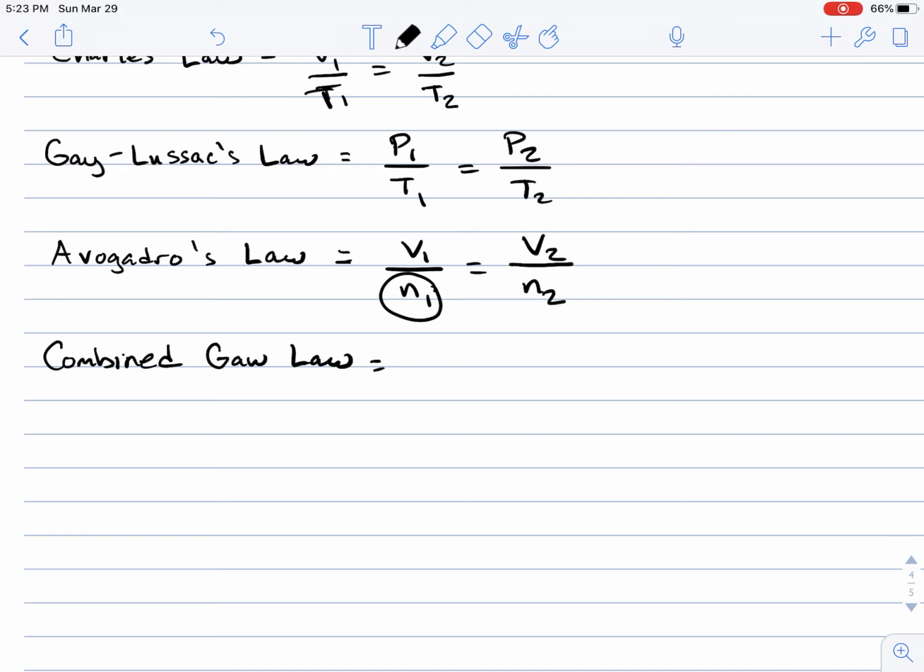And so the combined gas law takes into consideration pressure, volume, and temperature, and how changes in one or two of those variables will affect the other. So here we have P1 times V1 over T1 is equal to P2 times V2 over T2. And so if we take into consideration the number of moles of gases, we get our ideal gas law.